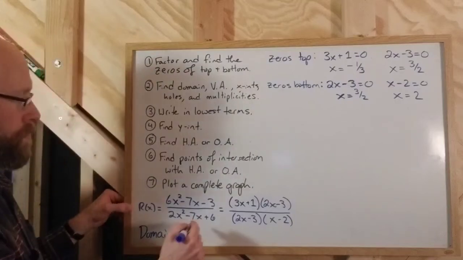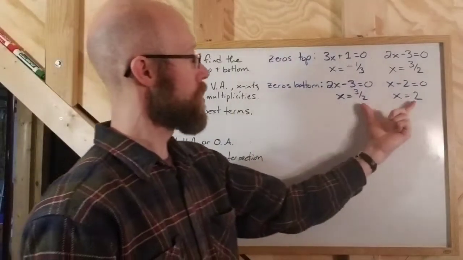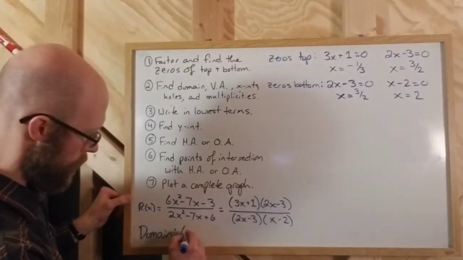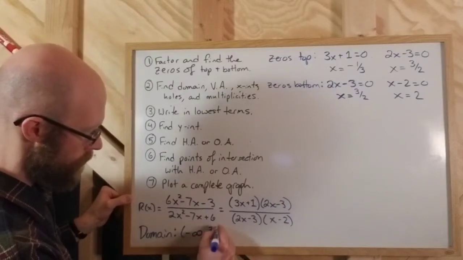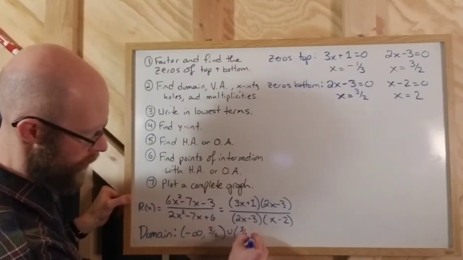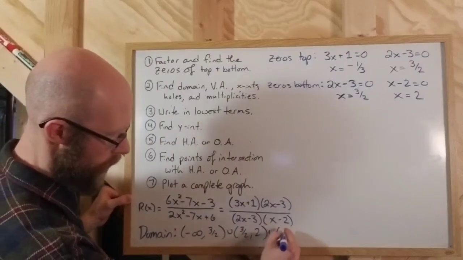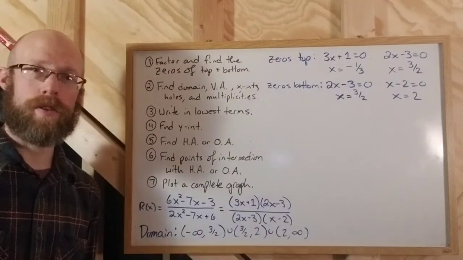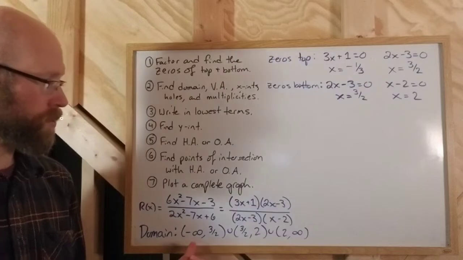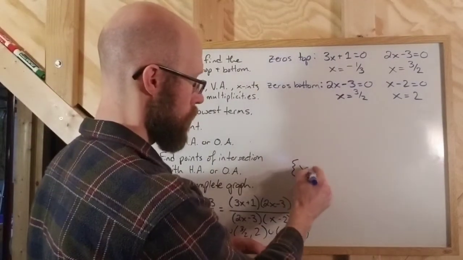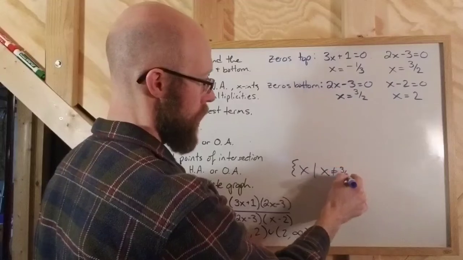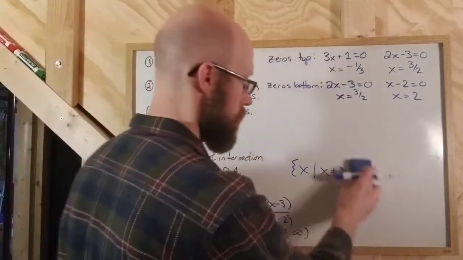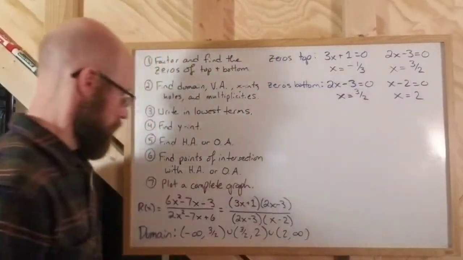The domain is going to be all real numbers except 3/2 and 2. Well, 3/2 is 1.5. So I could write that out in interval form, negative infinity to 3/2, union with 3/2 to 2, and then union that with 2 to infinity. Okay, so those are my 3 intervals. And of course, if I wanted to write that in set form, which we've done before, it's just x not equal to 3/2 or 2. Either of those, they're equivalent to each other, of course. Okay, so there's my domain.